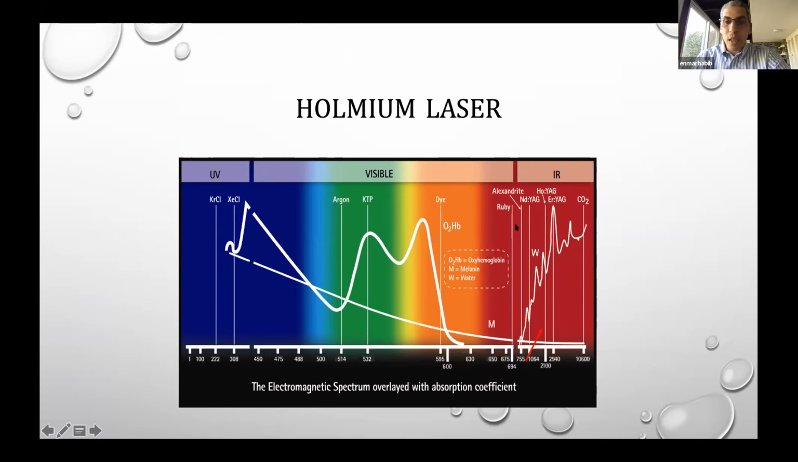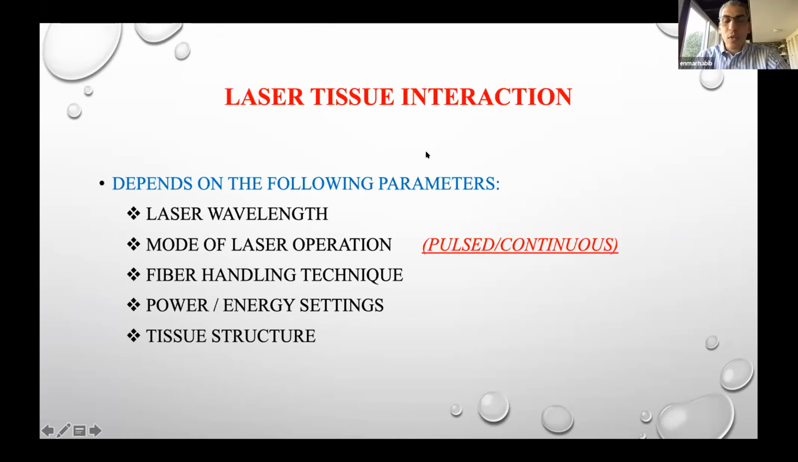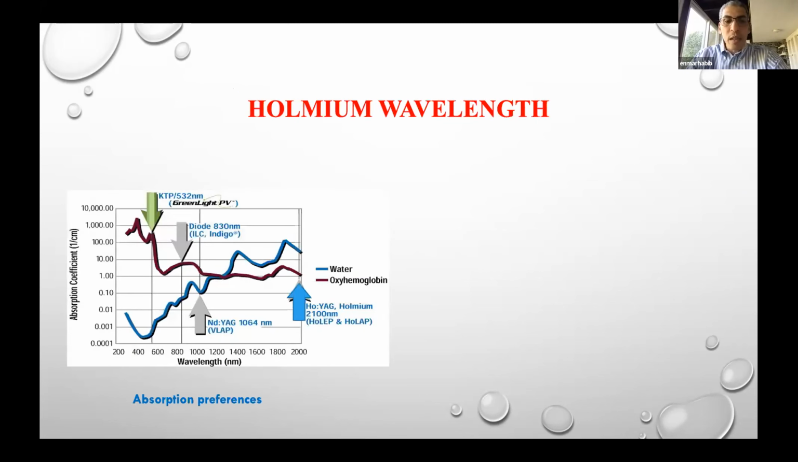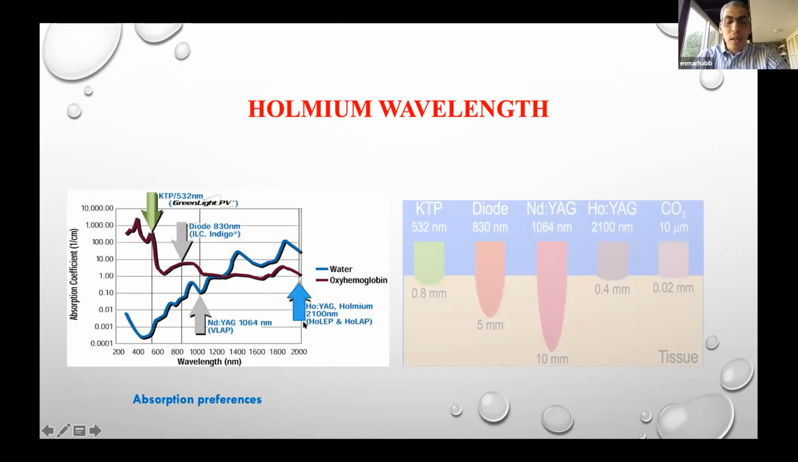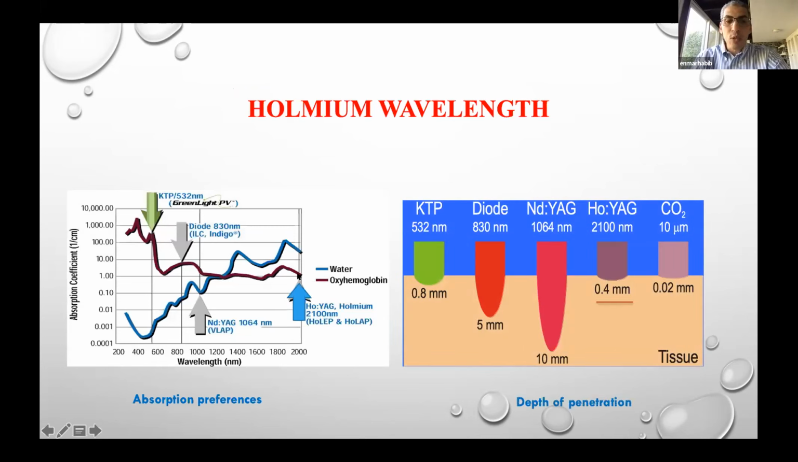In general, laser is a part of the electromagnetic spectrum, and we can see here that the Holmium laser is present in the infrared part of the spectrum with a wavelength of 2140 nanometers. For a laser to have its effect on tissues, there are several parameters. One of them is the laser wavelength and mode of action of the laser, which is either pulsed or continuous, which is the main difference between the different types of laser, and also fiber handling technique, your power and energy settings, and which tissue you are dealing with.